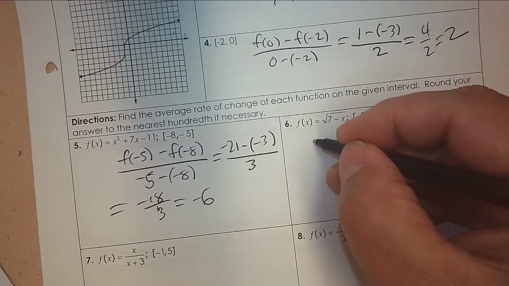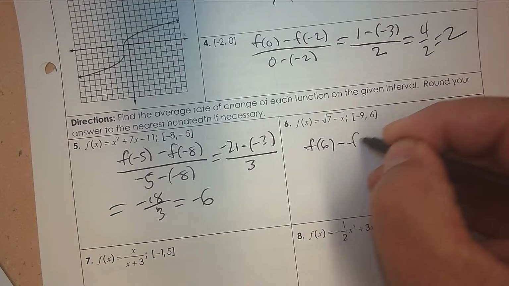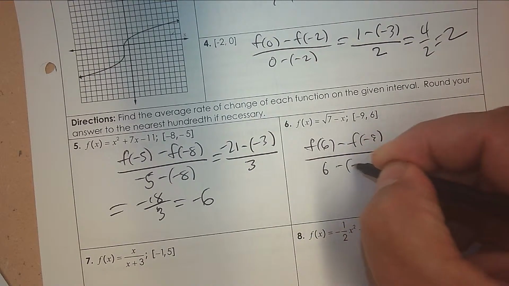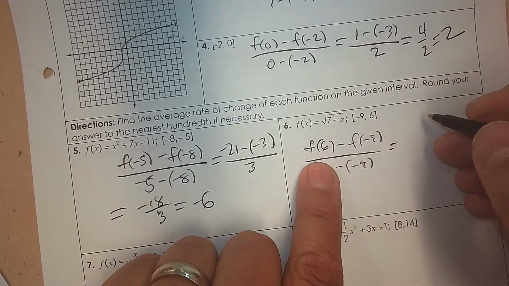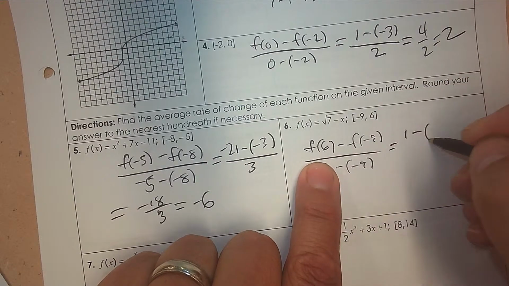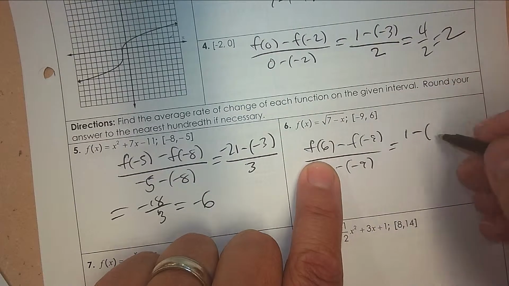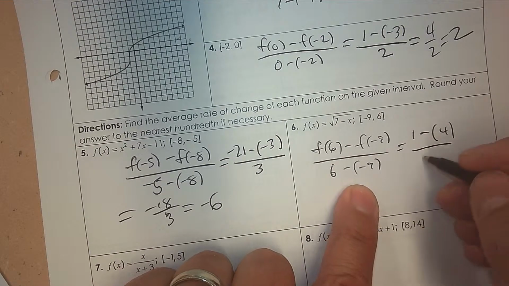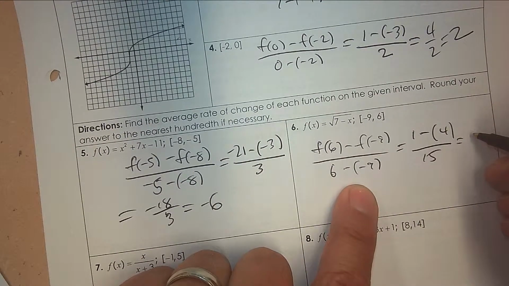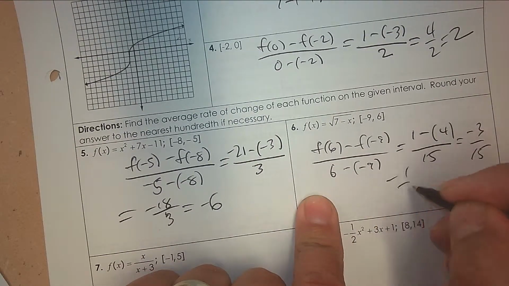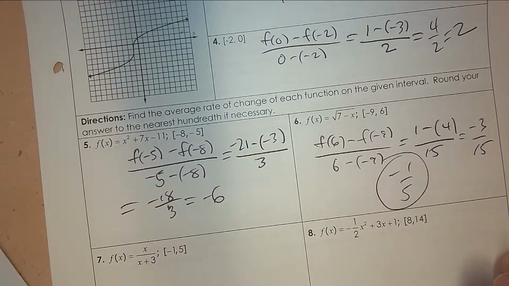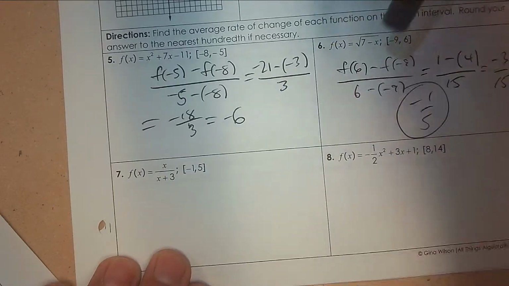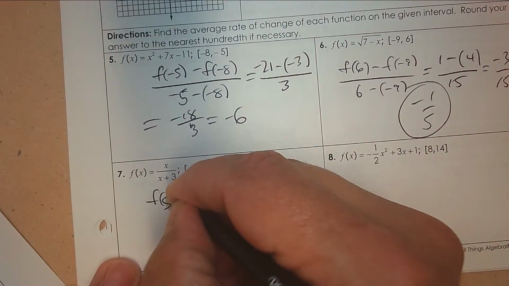Here, again, F at 6, subtract F at negative 9 over 6, subtract negative 9. So when I plug in 6, I get the answer 1. When I plug in negative 9, I get the answer 4. Here, you add, you get 15. So you get negative 3 over 15, or you could write that as negative 1/5. Again, anytime you could press pause and practice.